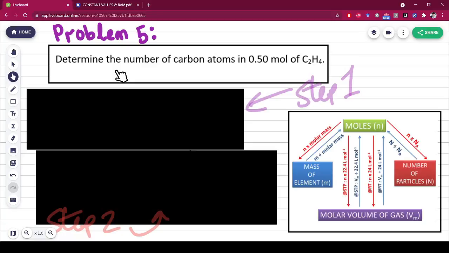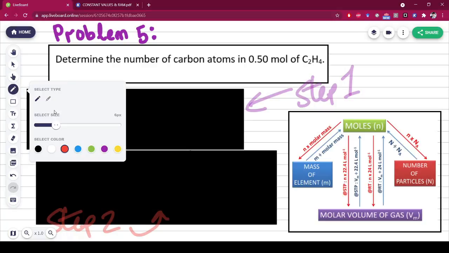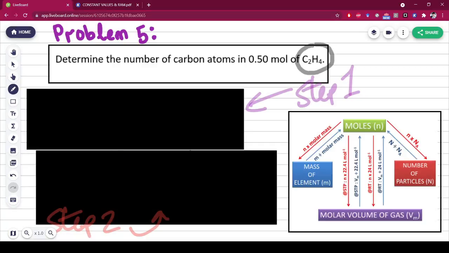First, you need to find out the number of molecules first. Then we would be able to work out the number of carbon atoms inside C2H4. Remember, this is the molecule. Okay, so this is the whole molecule. So inside the molecule, you have 2 carbon atoms. You will see that afterwards.